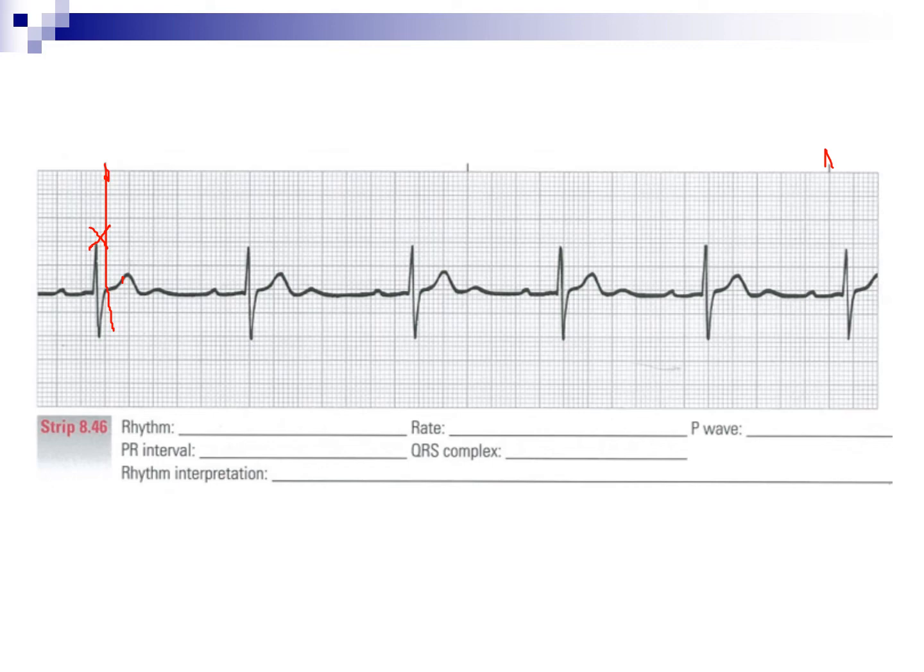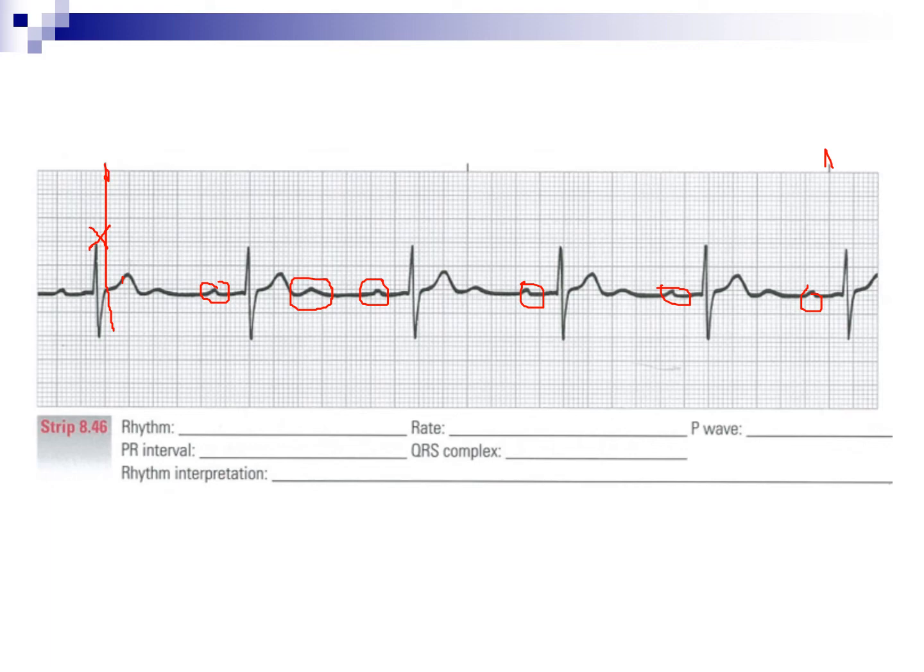We do have P waves, okay? So we have one P wave, we have another P wave, we have another P wave. So you see the P waves. These are not P waves. They look different. The morphology is way different than this P wave. These are U waves. So we only have one P wave for each QRS.